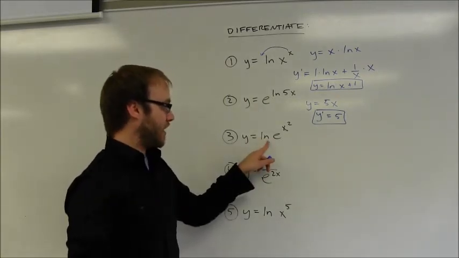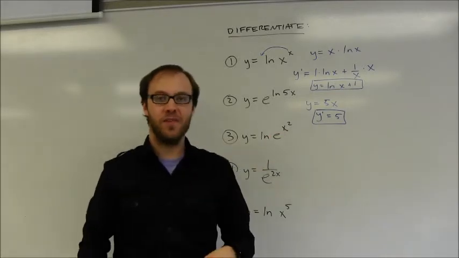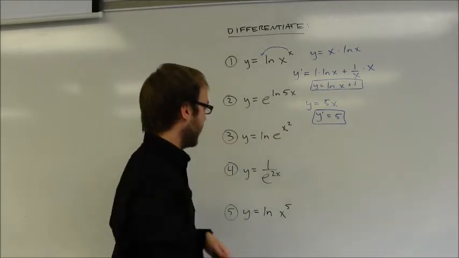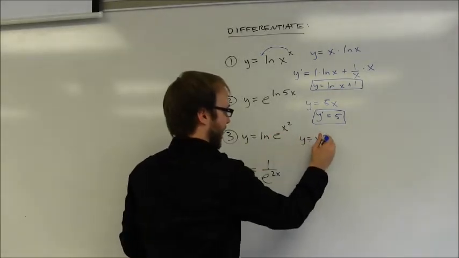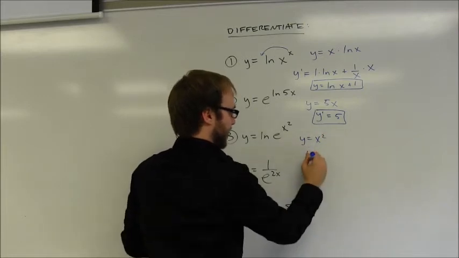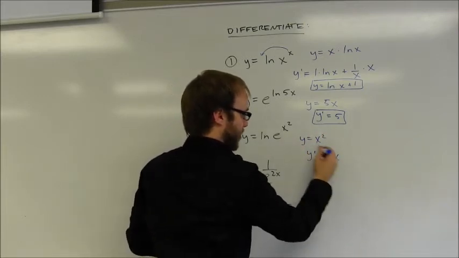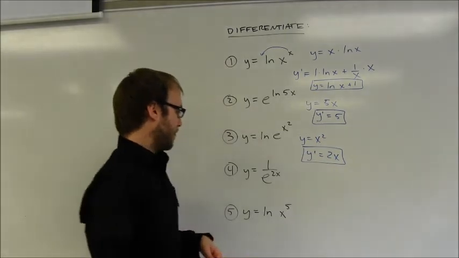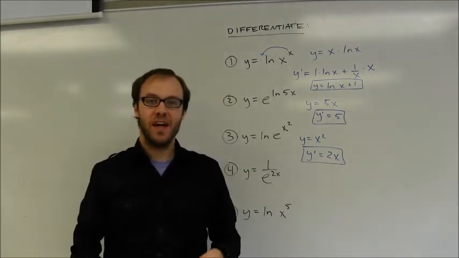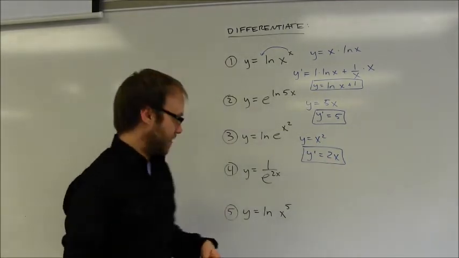Next example, same kind of thing. A natural log of e to a power. Those values are going to cancel. I'm just left with y equals x squared. And of course, we know in this case, y prime is going to equal 2x. Pretty straightforward.